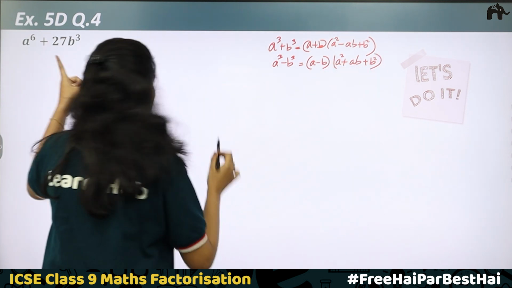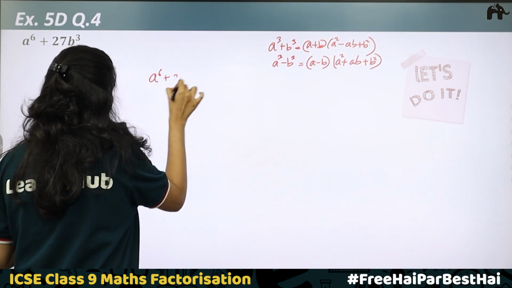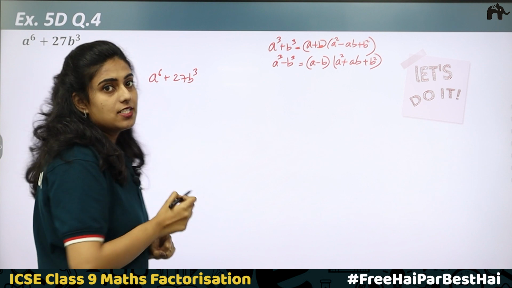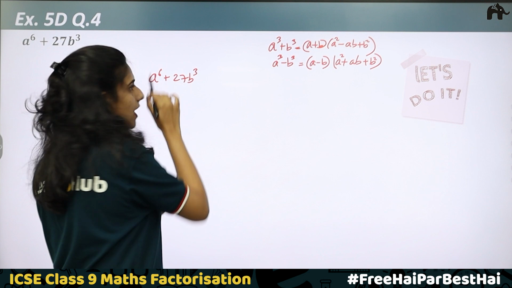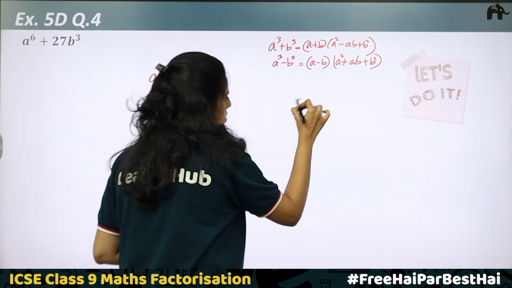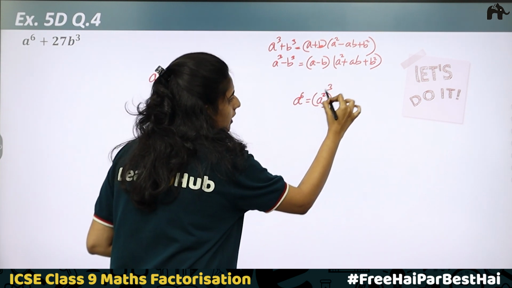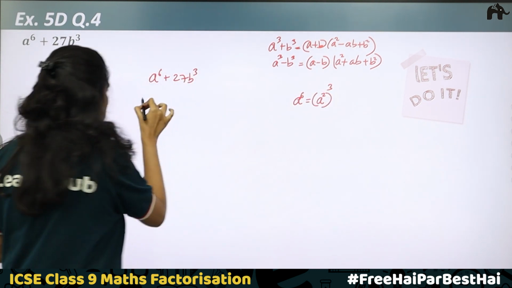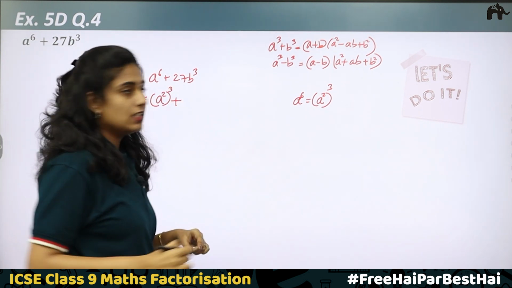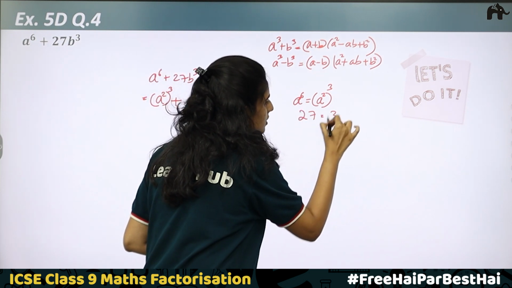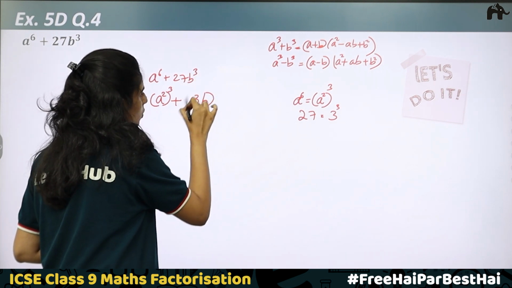Okay, here you can see plus sign in between, but we have a raised to 6 plus 27 b cube. How can I write a raised to 6? I have to express it in the form of a cube. A raised to 6 can be written as a square whole cube. So 2 into 3 is 6, a square whole cube. So this becomes a square whole cube plus 27 is equal to 3 cube. Okay. So 3 cube b cube, that is 3b whole cube.